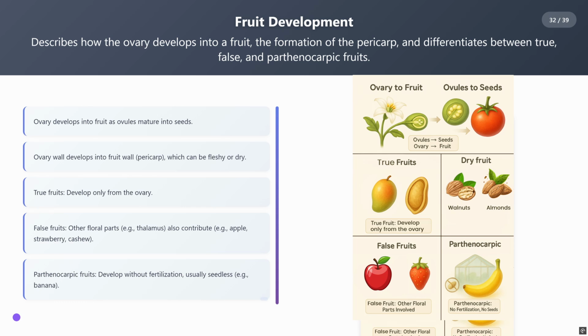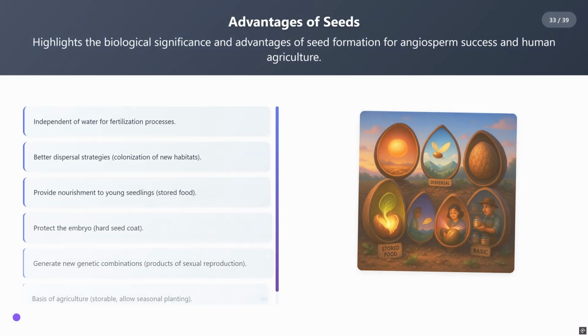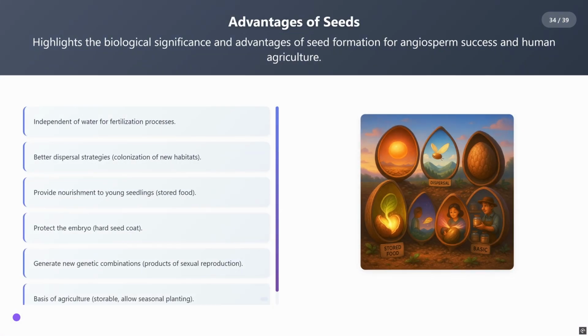So seeds and fruits, the grand finale of this whole intricate reproductive process, they are obviously vital for the plants themselves, ensuring the next generation. What makes seeds in particular so biologically significant? Why was evolving the seed such a big deal? Seeds offer several major advantages to angiosperms, contributing hugely to their success. Firstly, unlike reproduction in many lower plant groups like ferns or mosses that need water for fertilization, seed formation is independent of external water for the final fusion of gametes.